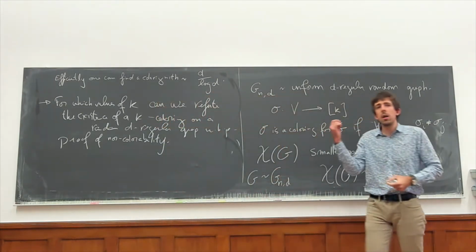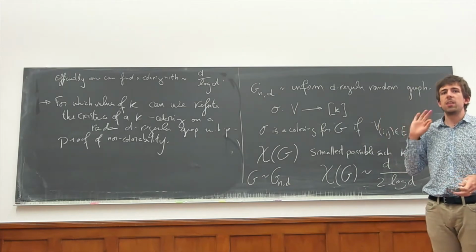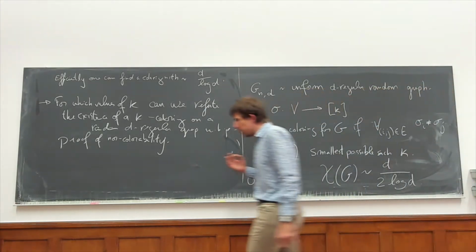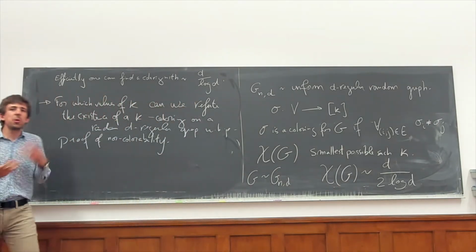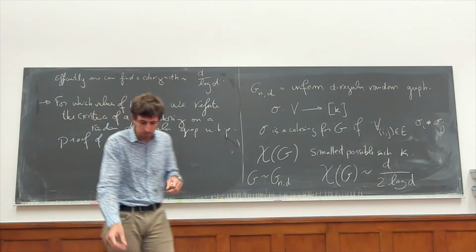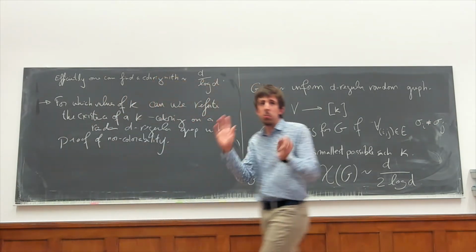Okay? So given a graph, I need to be able to prove that it does not have a coloring with k colors. And now I want to ask, for a d-regular graph, what's the typical value of k for which I can do this? Okay, if there are any questions, please go ahead and ask.